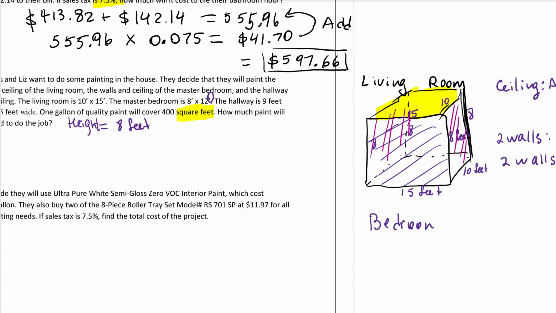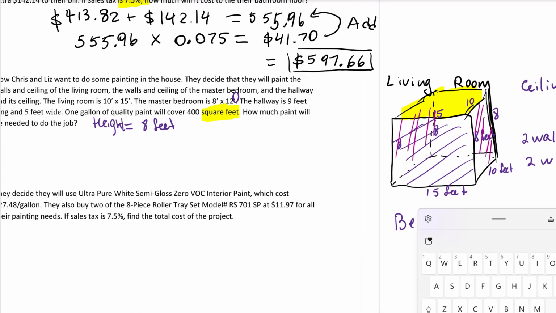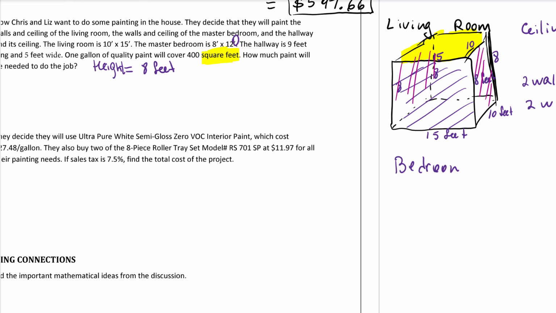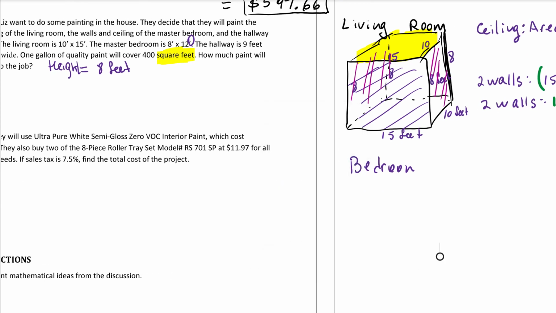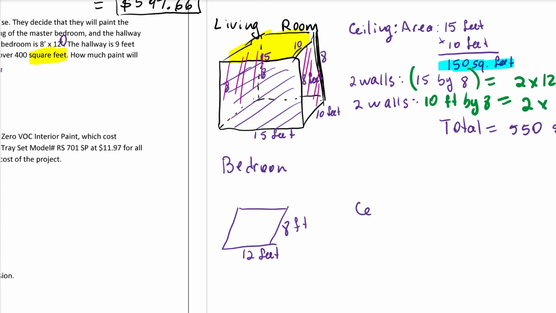All right, so the master bedroom has a size of 8 by 12. It's kind of the same picture and the same map. I'm not going to draw the whole thing, I'm just going to draw the floor, which is 12 by 8, and the rest is the same thing. So we have the ceiling of the bedroom, which is 12 multiplied by 8. That would be 96 square feet.